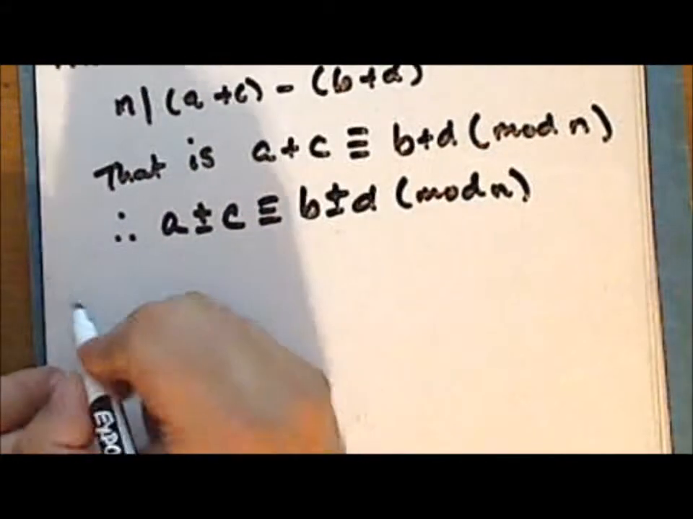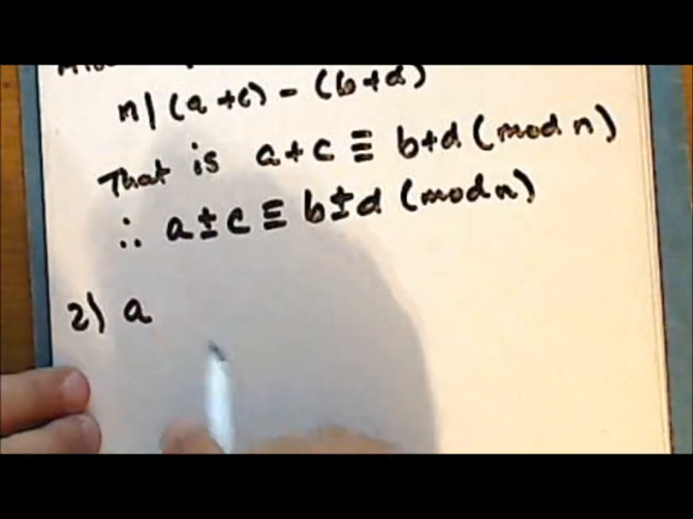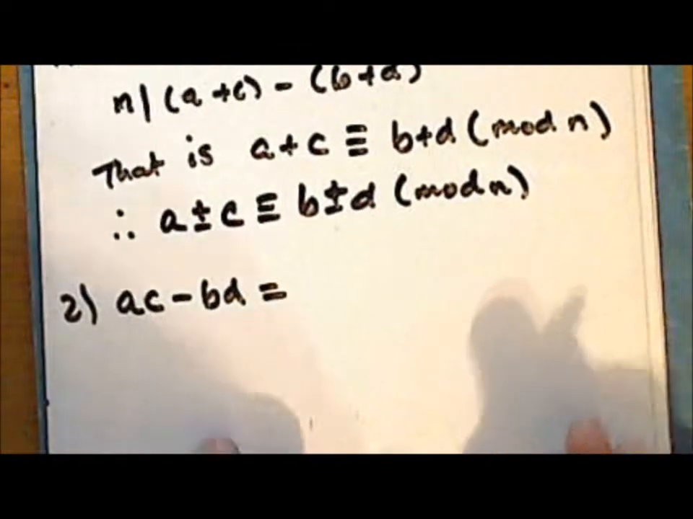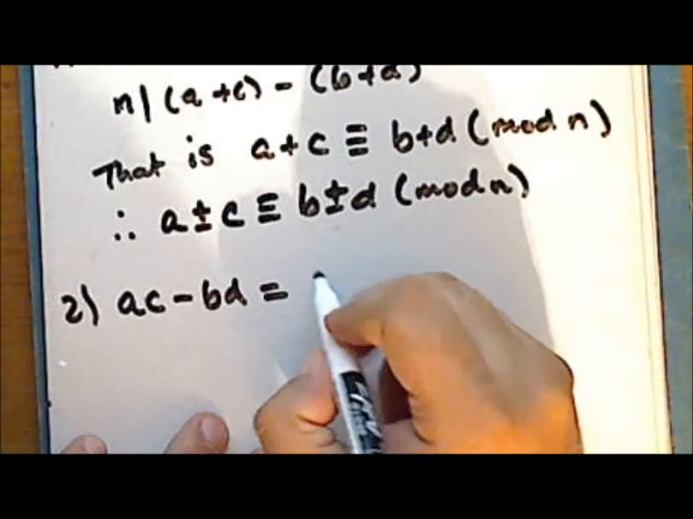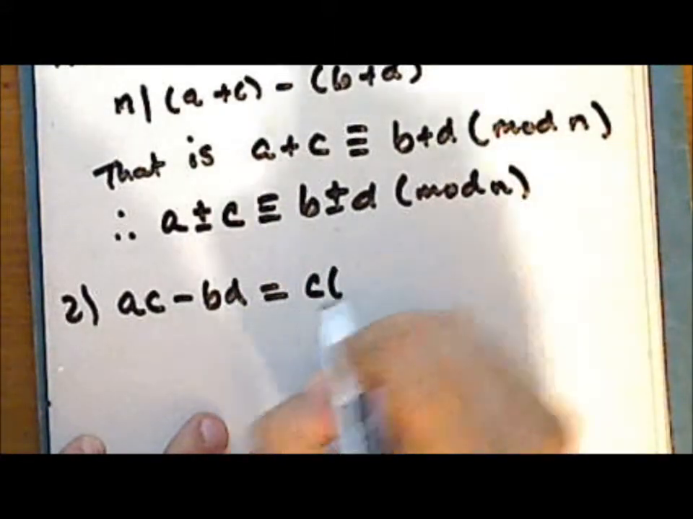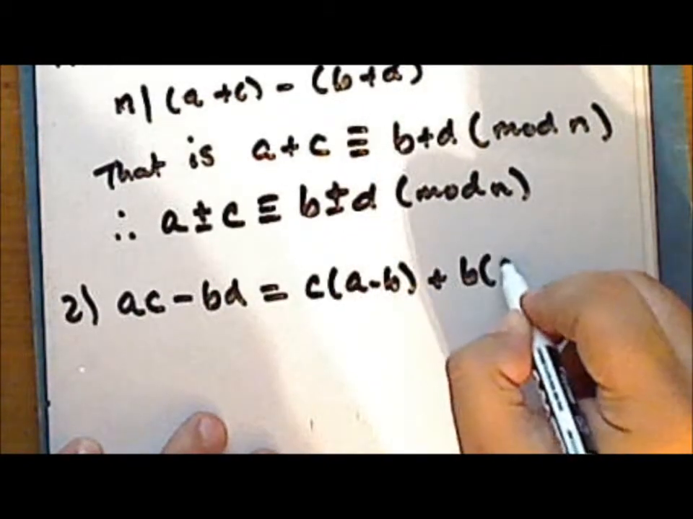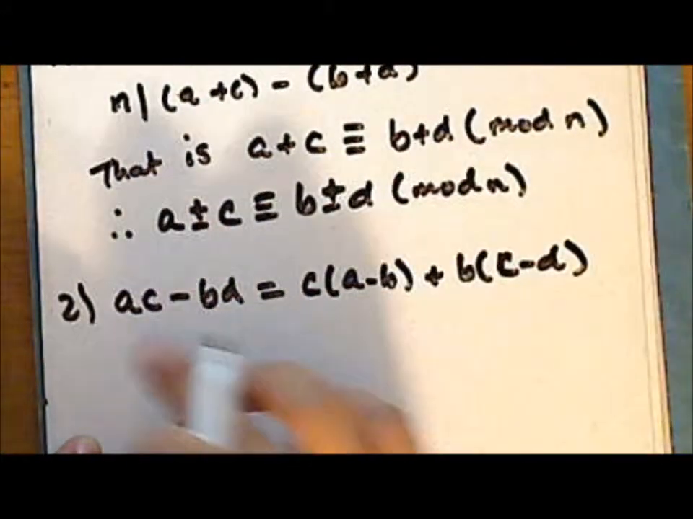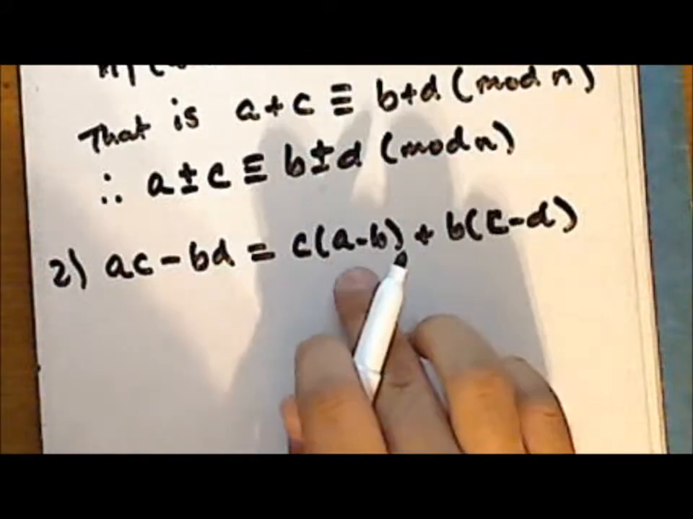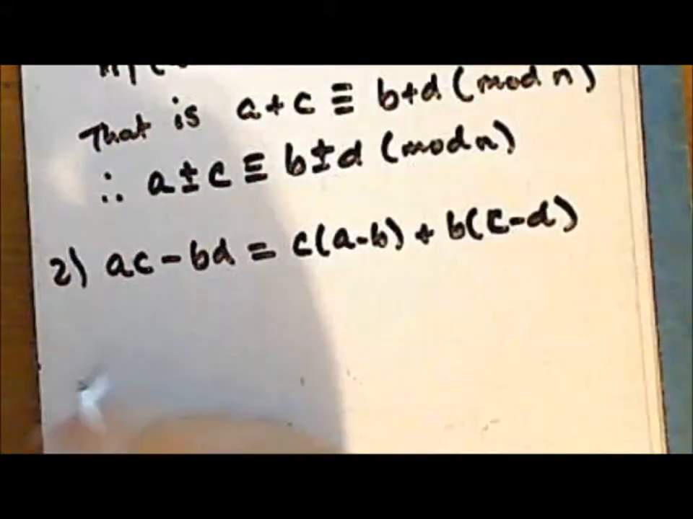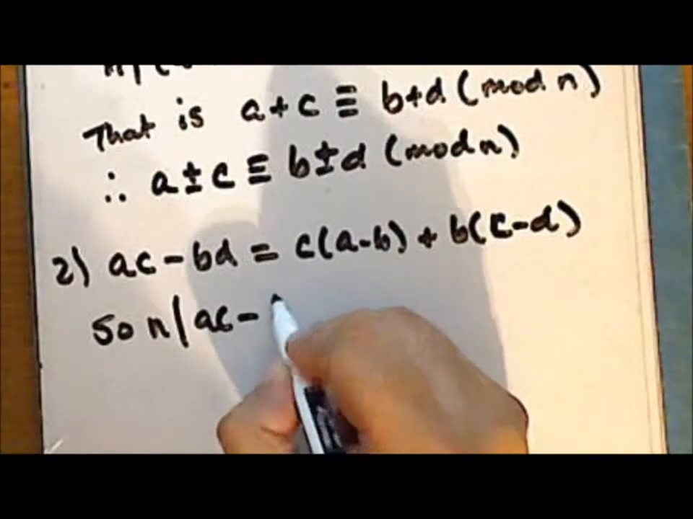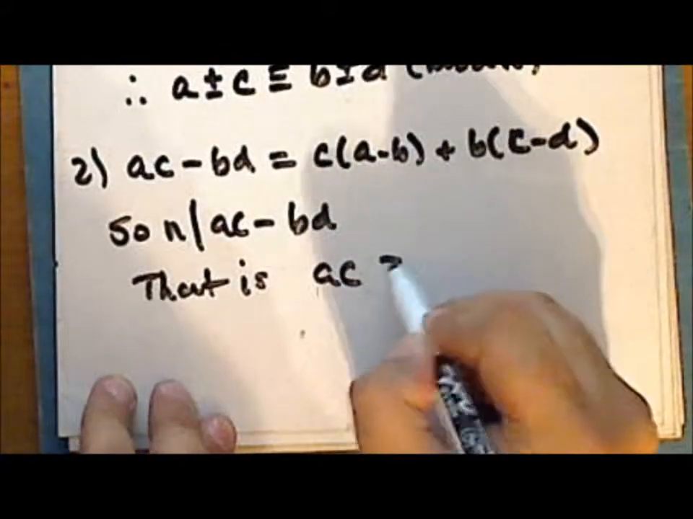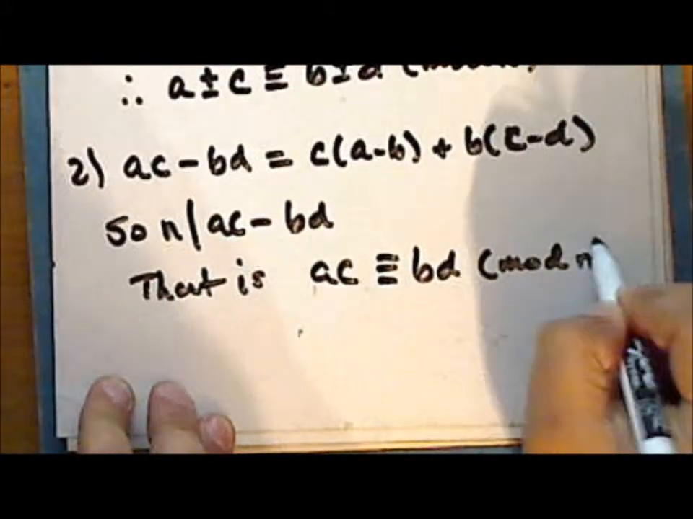Okay, so now we'll look at the product. Notice that ac minus bd is a linear combination of the two differences, a minus b and c minus d. In particular, it's c times a minus b plus b times c minus d. We have ac minus bc plus bc minus bd. So this is a linear combination of the two. And as n divides a minus b and c minus d, it divides any linear combination. So n does divide ac minus bd. And so this is another way to say that a times c is congruent to b times d mod n. All right?